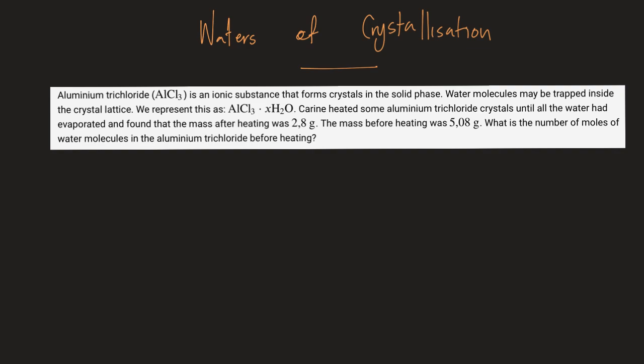Karen heated some aluminium trichloride crystals until all the water had evaporated and found that the mass after heating was 2.8 grams. The mass before heating was 5.08 grams. What is the number of moles of water molecules in the aluminium trichloride before heating? Right, there are steps to doing these calculations. I'm going to go through each step with you.